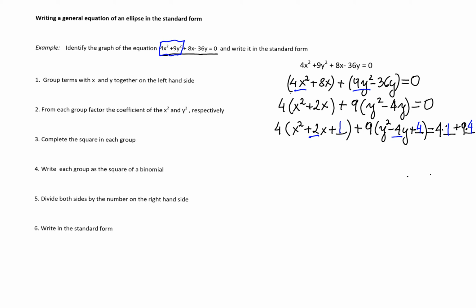As a result, we'll have 4, and the x squared plus 2x plus 1 will factor as x plus 1 squared, and y squared minus 4y plus 4 will factor as y minus 2 squared, and on the other side when we add those numbers it is going to be 40.